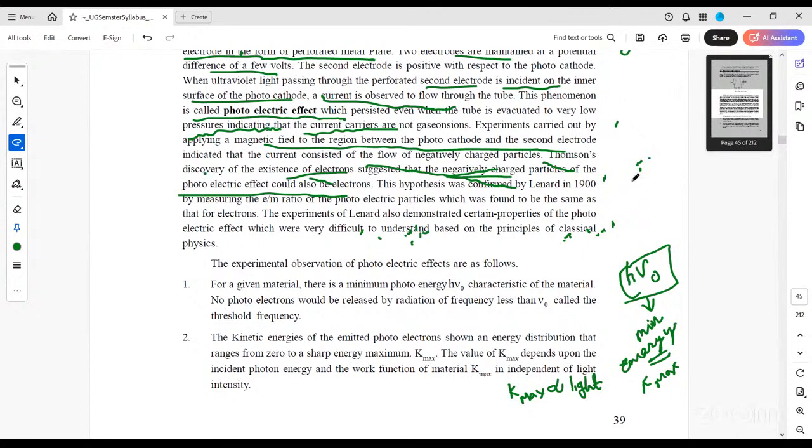Whatever the initial energy we are taking, some minimum energy is there. That minimum energy is called h nu naught. For a given material, there is some minimum photon energy h nu naught, which is the characteristic of the material. No photons are released below nu naught. So a minimum energy is required to release the photons.